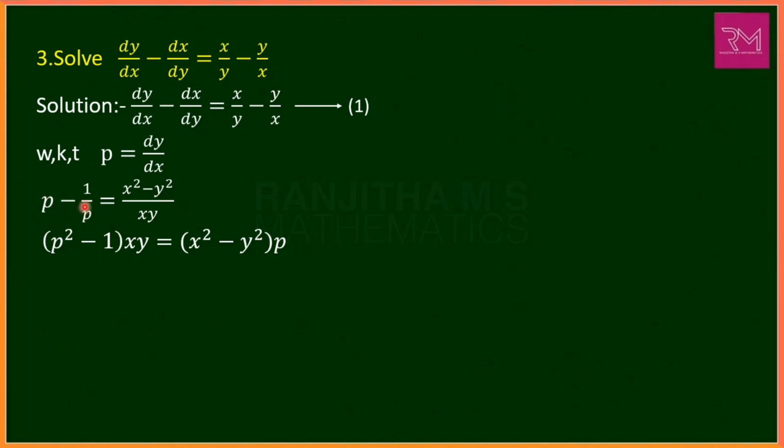That is, if we cross multiply this value, that becomes (p² − 1) divided by p. So we can take this p to the right hand side, and y into goes to the left hand side. That becomes (p² − 1) dx times xy, which is equal to (x² − y²) times p. Next step, multiply p inside the bracket. Here also multiply xy inside the bracket. We get xy p² − xy.